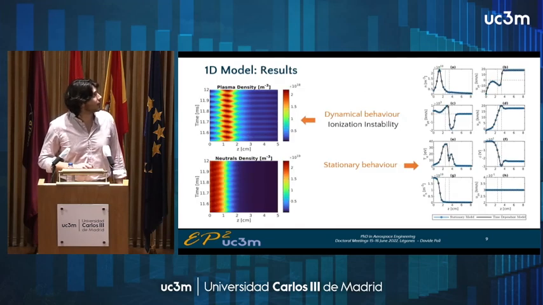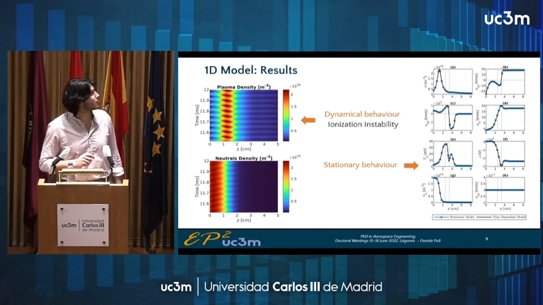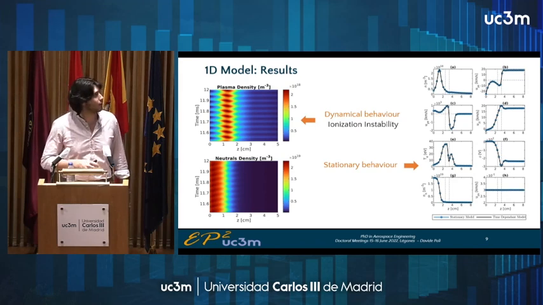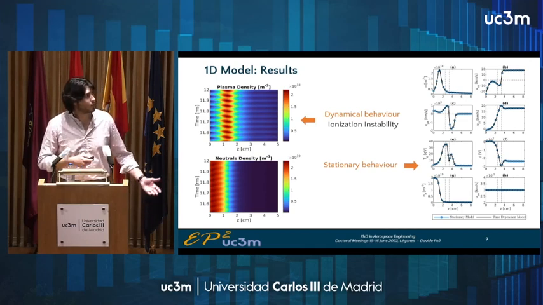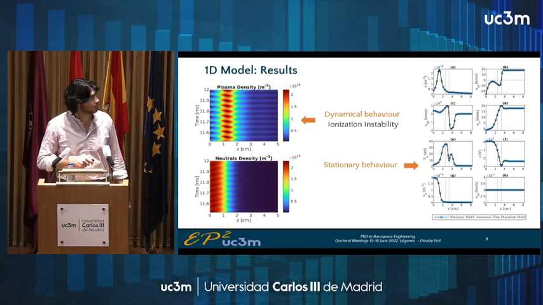Here are some results. On the left, you can see the dynamical behavior of a discharge, where you can see clearly the breathing mode, this strong ionization instability, which impacts the plasma density, neutral density, but also all the other quantities, such as the electric field or the electron temperature. On the right, you can see the stationary behavior of a plasma discharge, and in particular, this is a comparison with the stationary model developed by Enrique Bello, and this is something I was saying before. The cross-check is natural, it is easy, because of the similarity between the physics behind the two codes. And as you can see, my stationary solution and the stationary model from Enrique match perfectly.